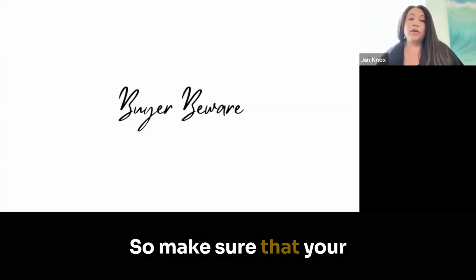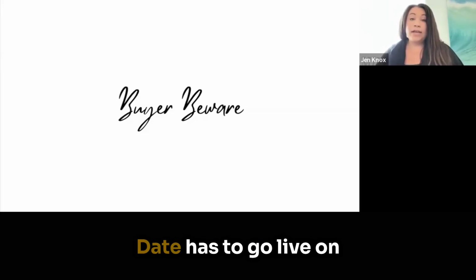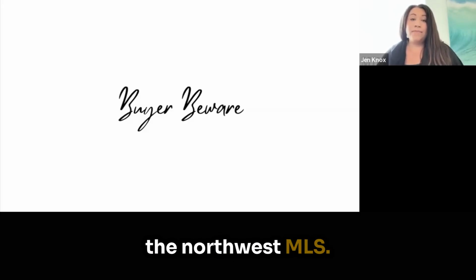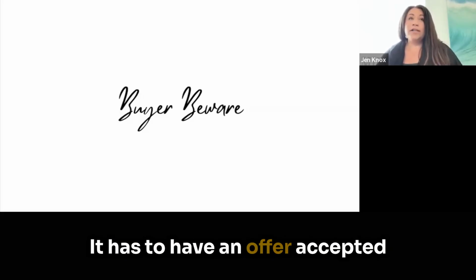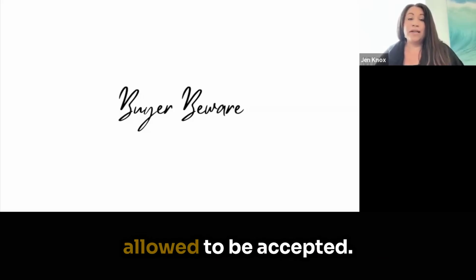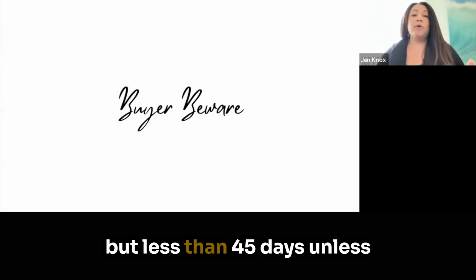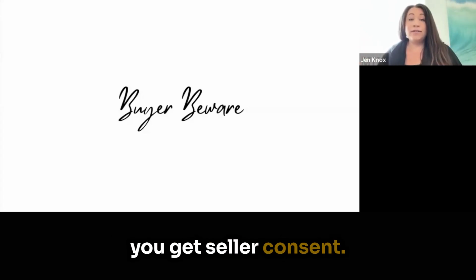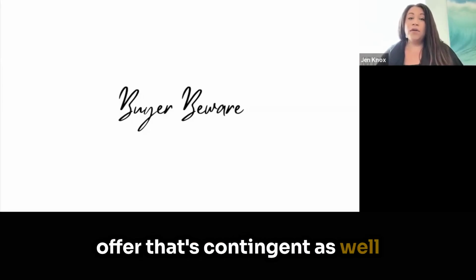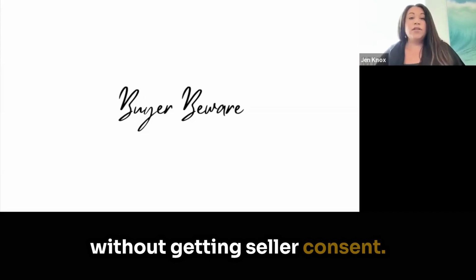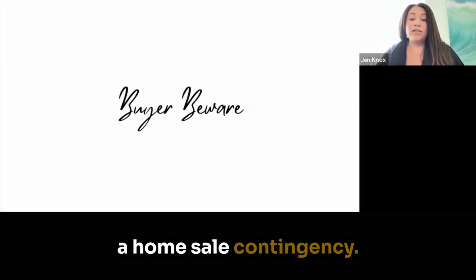So make sure that your buyer is very aware that it needs to meet the list date, has to go live on the Northwest MLS. They cannot do a for sale by owner. It has to have an offer accepted that is within the parameters allowed to be accepted. Has to have an offer that closes more than 30 days, but less than 45 days unless you get seller consent. We need to make sure that our buyers are not accepting an offer that's contingent as well without getting seller consent. So seller consent and communication is key when you represent a buyer with a home sale contingency.